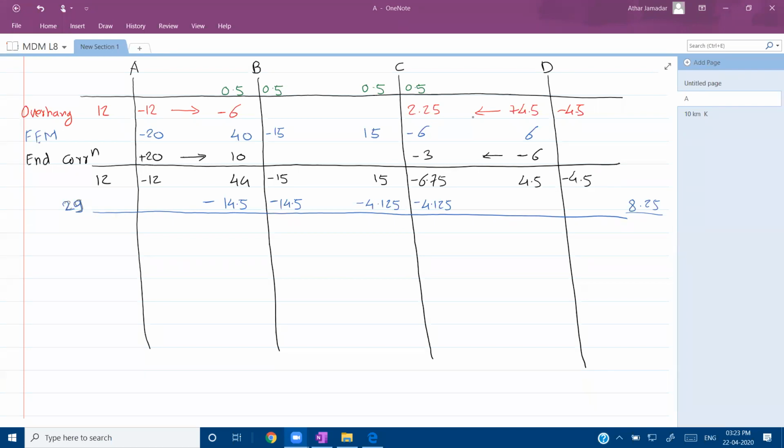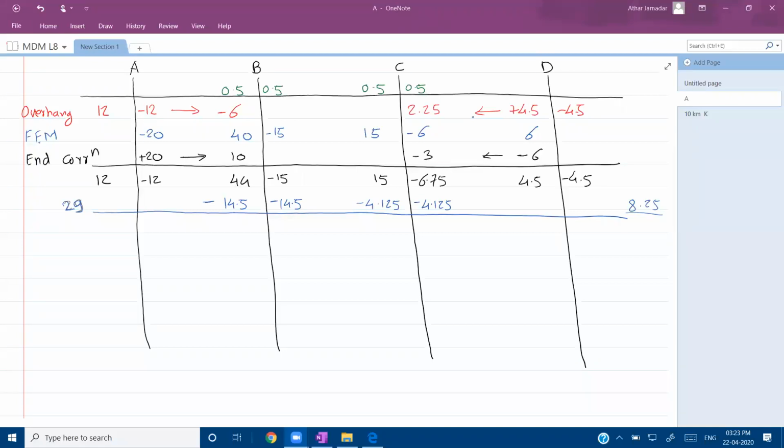So this correction for BA does not need to be carried over to the nearest support, because support A is already a balanced one. So this minus 4.5 on BA should not be carried over. Similarly, this minus 4.125 of CD need not be carried over to support D, because support D is already unbalanced, or support D is an end simple support.